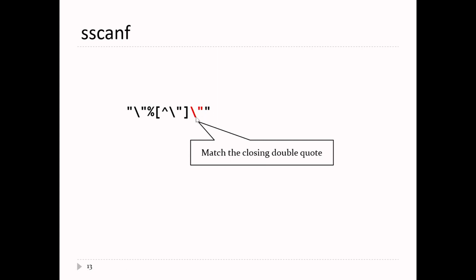So that thing there will read in a string that looks like A, B, C, D. That, right? So match the opening double quote, match any string that does not contain a double quote, match the closing double quote. Right?